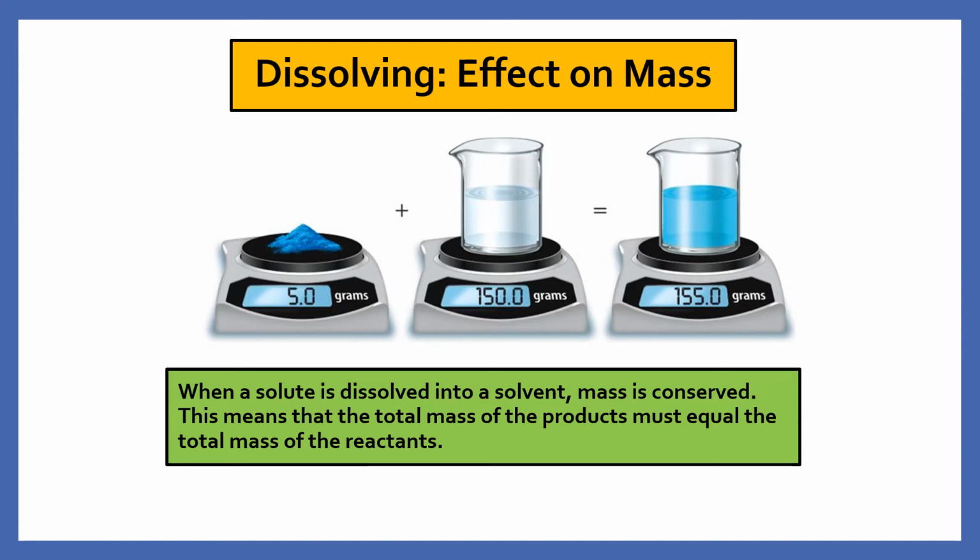So in this example here, you've got 5 grams of copper sulfate added to 150 grams of water. Well, those two things added together is 155 grams. And we've got 155 grams of our product, okay? And that is what you would expect. You'd expect the mass to be the same, or the mass to be conserved.